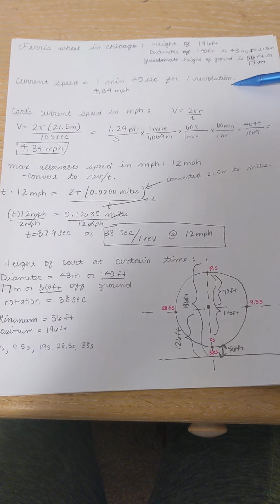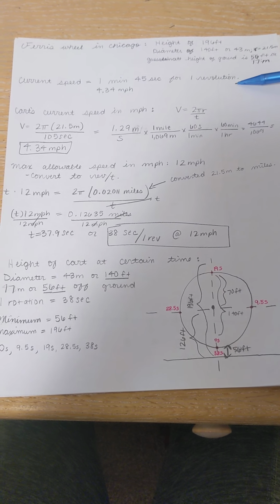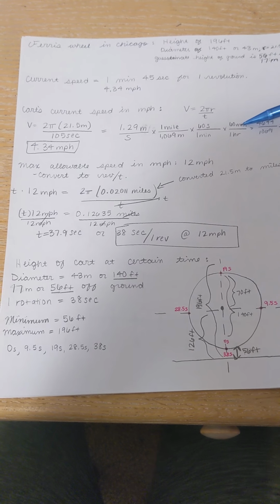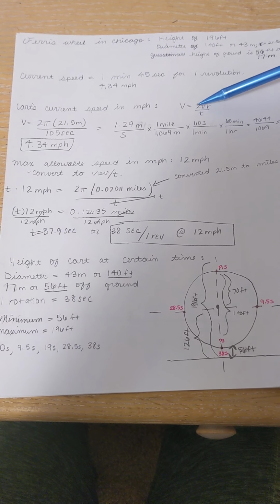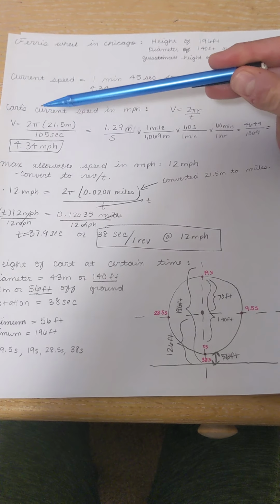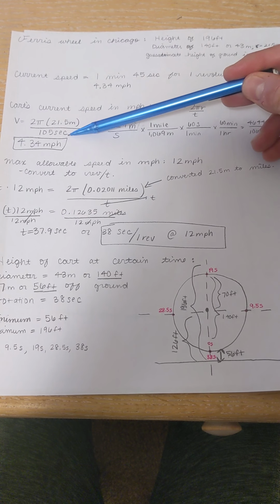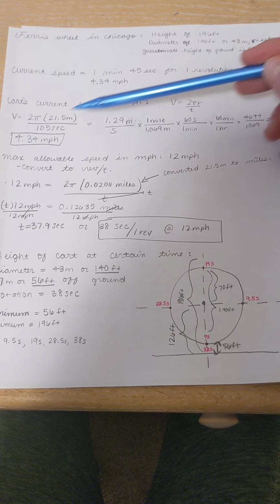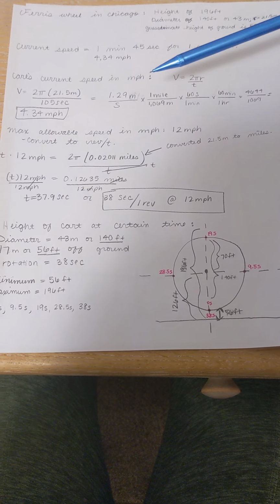So the current speed that they gave us is 1 minute 45 seconds for one revolution, which I calculate down here to be 4.34 miles per hour. I calculated the velocity by 2 pi r over the time, so the circumference over the time: 2 pi times the radius in meters over the seconds it took, and you can see how I calculated it there. So that's 4.34 miles per hour right now.